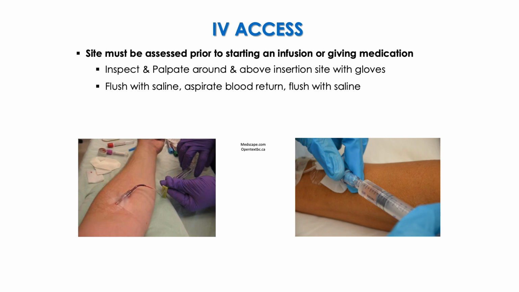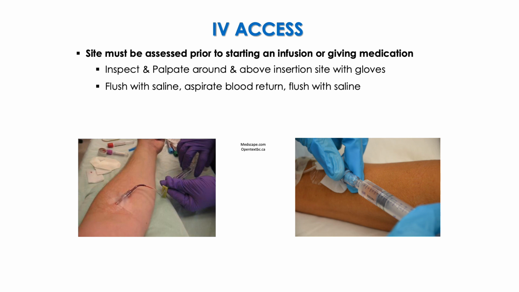You also want to put on gloves first and then palpate, so actually touch around the site. When you do this, you're feeling for warmth, you're feeling for swelling, and you're also asking the patient, does this hurt? Is this tender when I touch? Because it shouldn't be. And then the next step is to flush that site with normal saline. Usually you will have a pre-filled syringe of normal saline, usually a 10 milliliter syringe, and you're going to flush with 1 to 2 milliliters of saline.